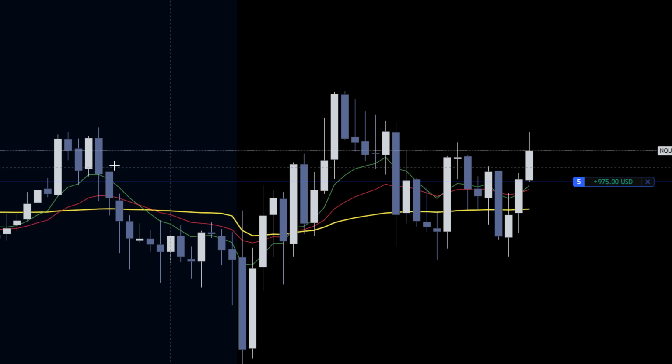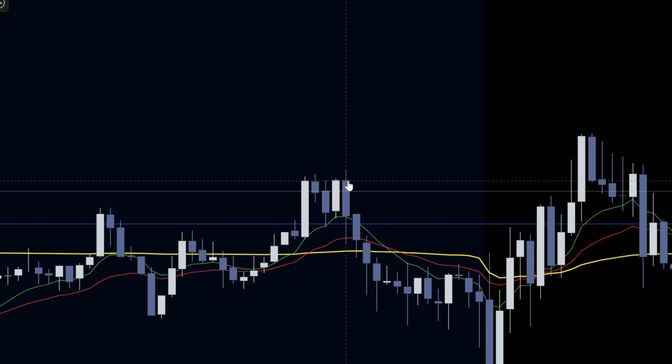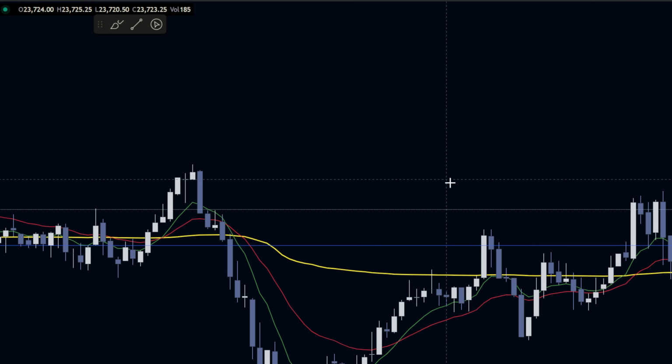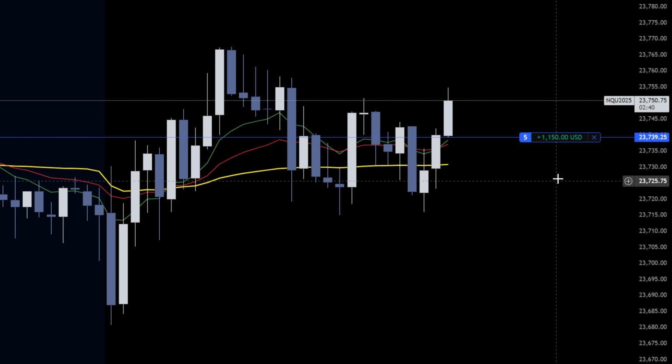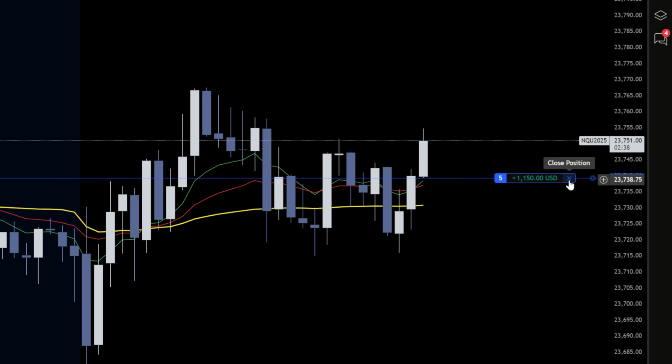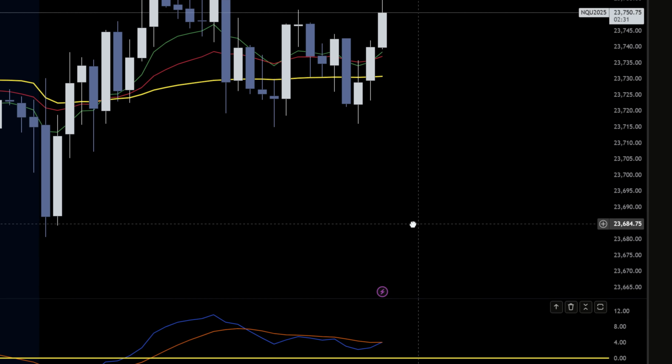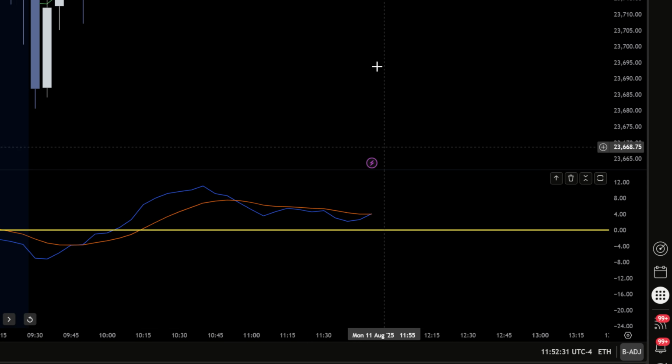Now, what I can see here is there's a level. We got structure here, some structure there, and some structure here. I think I've made enough money while doing this demo video. So at $1,200, $1,225, I'm going to exit out of my trade. And it's all using this system here, right?